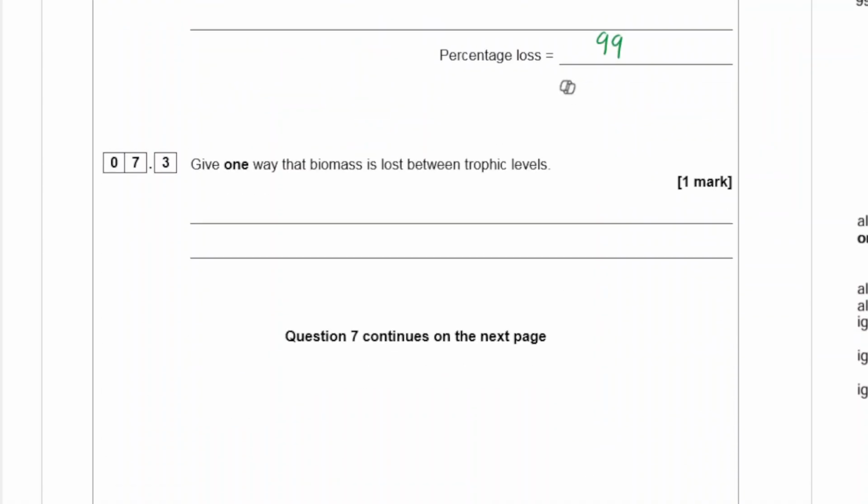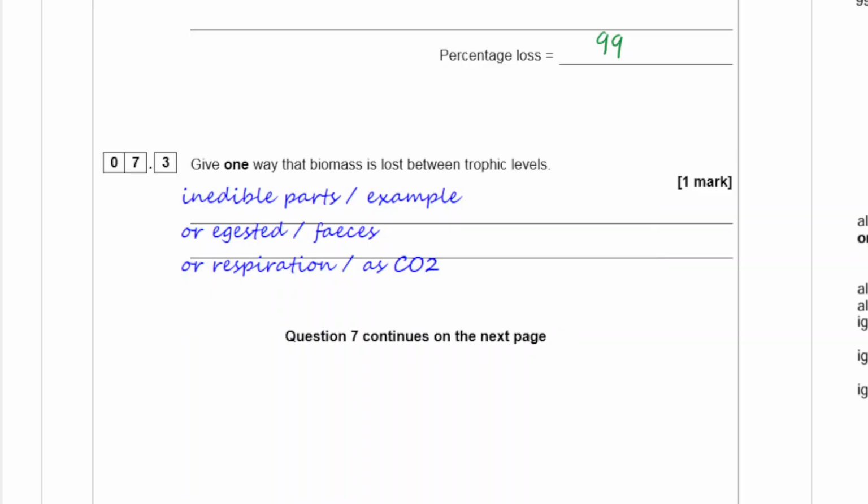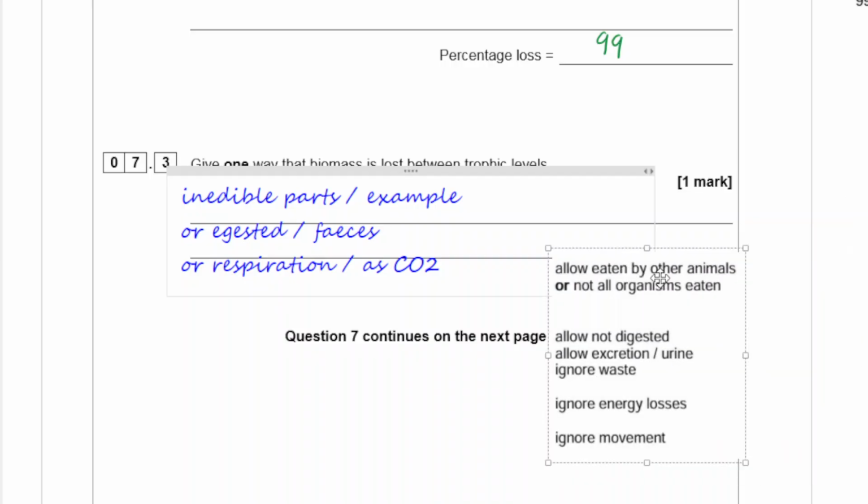Give one way that biomass is lost between trophic levels. Why is biomass lost? Mainly due to inedible parts, or some parts are not digested, or it's egested in the feces, or some of the biomass is used for respiration and released as carbon dioxide into the air. Don't say movement, because they are not accepting movement as an answer. Ignore energy loss or movement. Allow not digested, allow excretion in the urine, ignore waste. Allow eaten by other animals or not all of the organism is eaten.